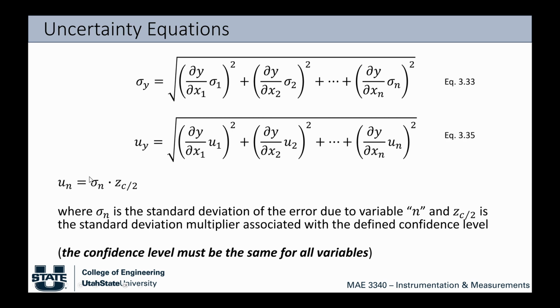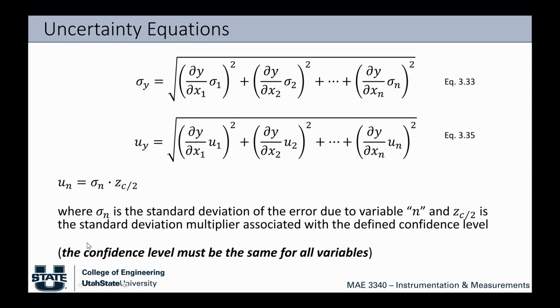So if we look at that, the uncertainty of each of these variables, this u sub n, is just the standard deviation of that one variable times our confidence interval. So here's our uncertainty. That's pretty cool. Now that we can just plug this in for each of these variables, we can calculate what our uncertainty is relative to the overall governing equation.